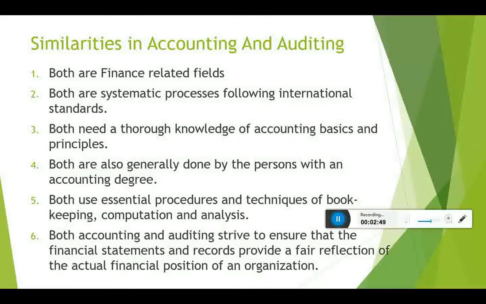Number 3 is both need thorough knowledge of accounting basics and principles. If you do accounting, you need to have thorough knowledge of basic accounting concepts and principles. Similarly, if you do auditing, you need to understand and you need to have thorough knowledge of accounting basics and principles. Without accounting, we cannot do auditing, and there is no auditing if there is no accounting. So that is another similarity.